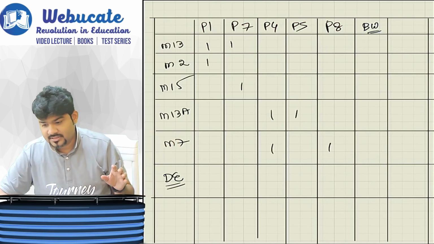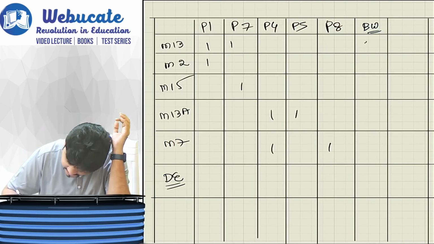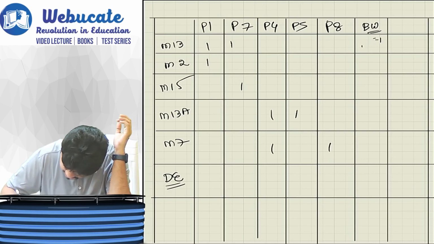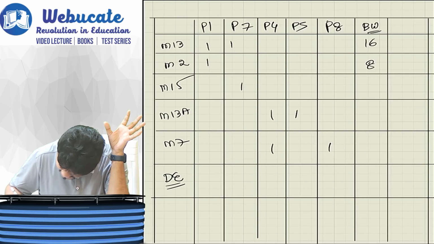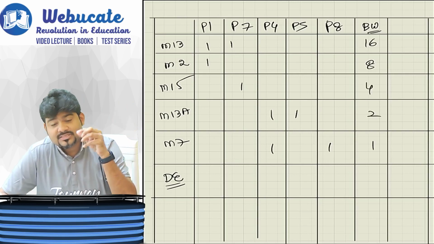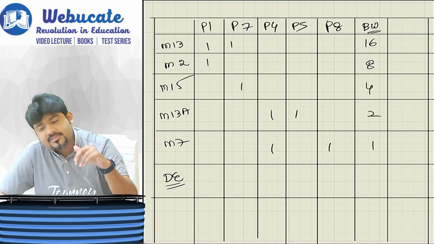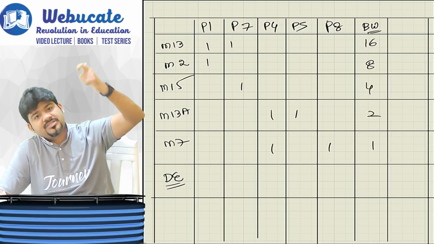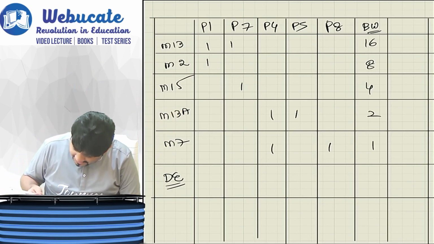Okay. So quickly. 2 raised to 5 minus 1. So now we know this, so no need to write it separately. 16, 8, 4, 2, 1. If it was 6 rows, then it will be 32, 16, 8, 4, 2, 1. If it is 7 rows, 64, 32, 16, 8, 4, 2, 1. Okay. Then DE.